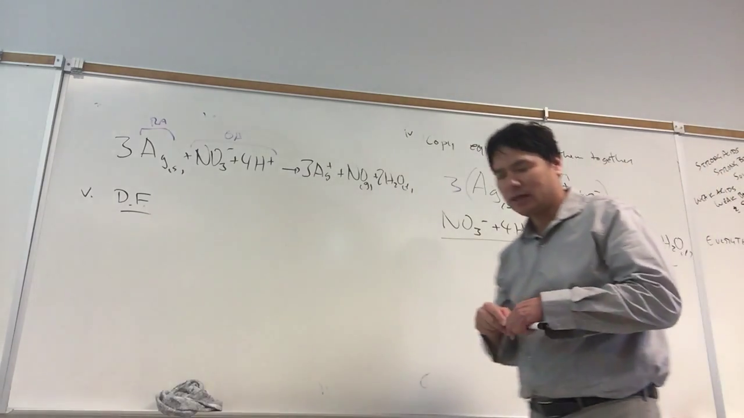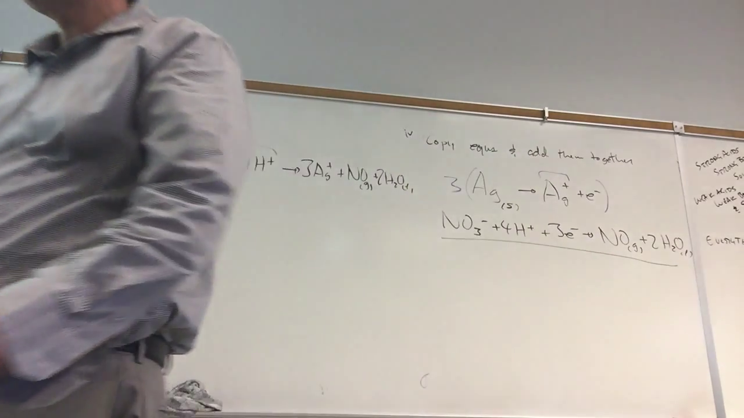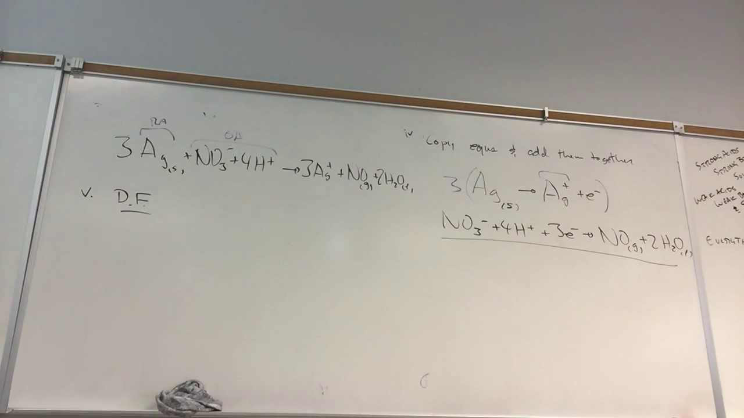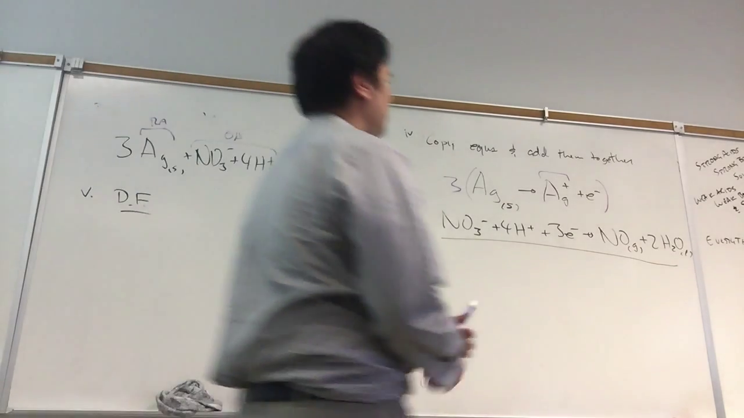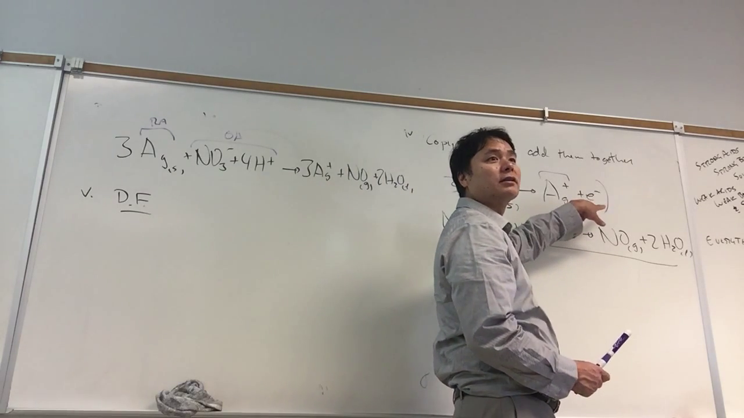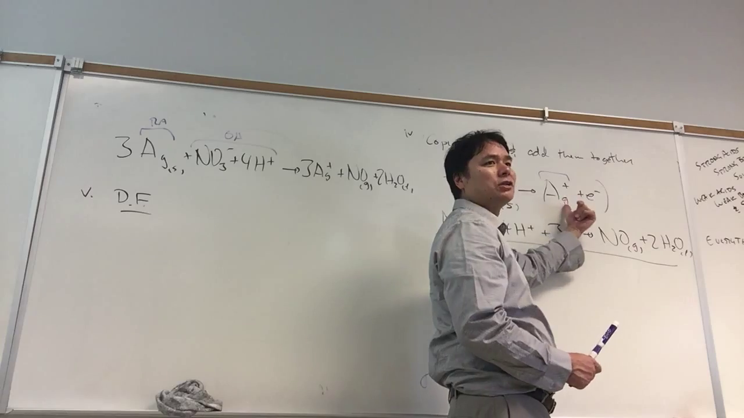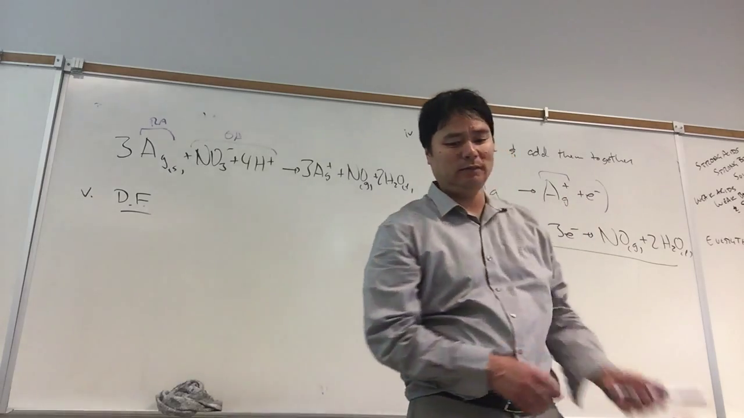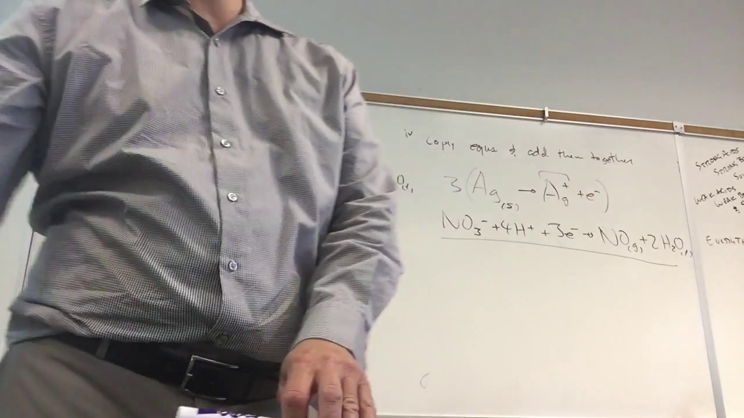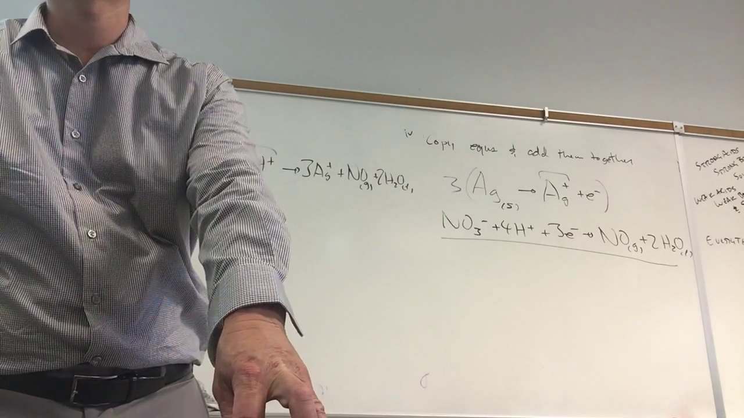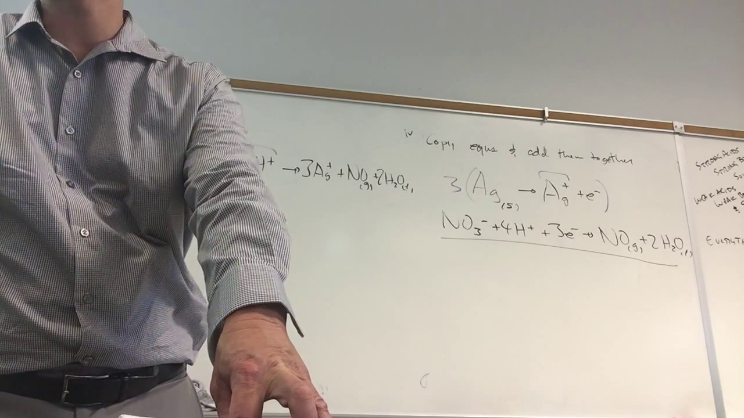You have to be careful because sometimes you get it mixed up. Have you heard of OIL RIG? Oxidation is loss. Oxidation is loss, but here oxidation is gain. We're gaining electrons, right? The reason is because this is an oxidizing agent. An oxidizing agent can make something else become oxidized.